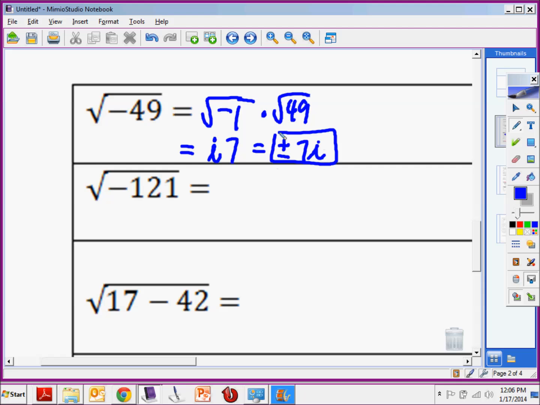Confusing. Why is it plus or minus? Because when you take the square root of a number, you could have either had 2 negatives make that number or 2 positives make that number.